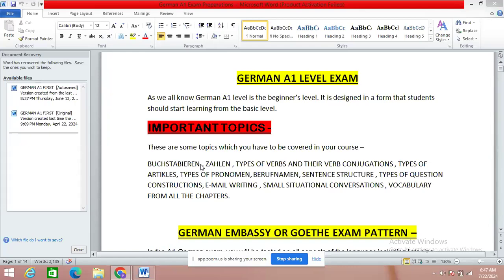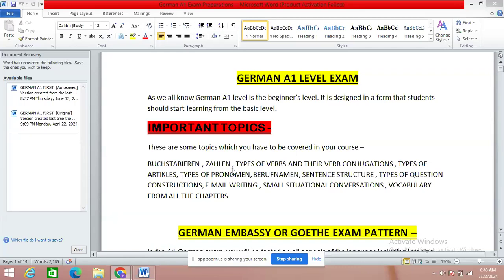Buchstabieren is a special word in our German language which they use when they want to know the proper pronunciation of that word according to their German language. In the process of Buchstabieren, we pronounce each alphabet of that particular word according to the German alphabetical pronunciation. So this topic Buchstabieren is very, very important, so that we have to include in our course.